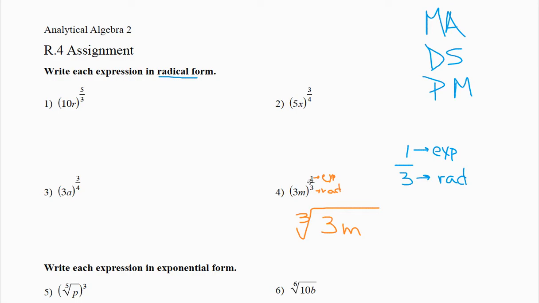If I were taking something to the 1/2 power, it's simply going to be the square root because there's an invisible 2 that hangs out here. If it's the 1/4 power, it simply becomes the 4th root. If it's the 1/7 power, guess what? It simply becomes the 7th root. Easy enough, right?